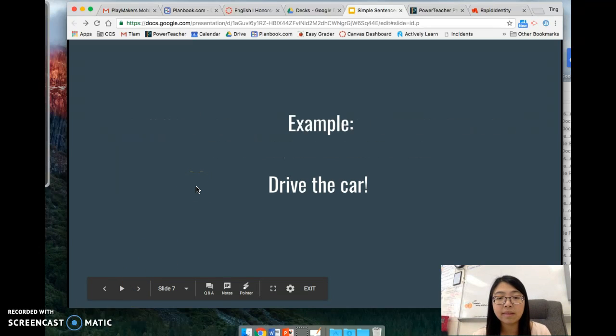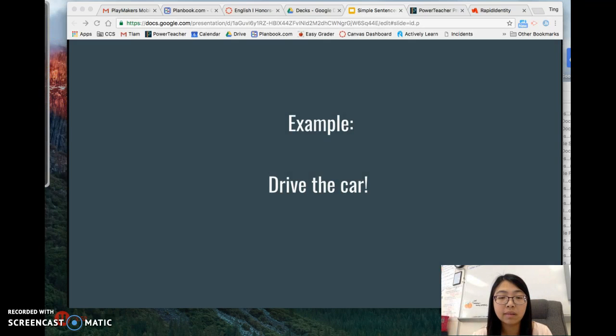So let's take a look at this example, drive the car. How we would annotate this is that we look at the sentence, and of course the first thing you do is read the sentence, and then the next thing that you do is find the action. Drive the car. What's the action? The action is drive.